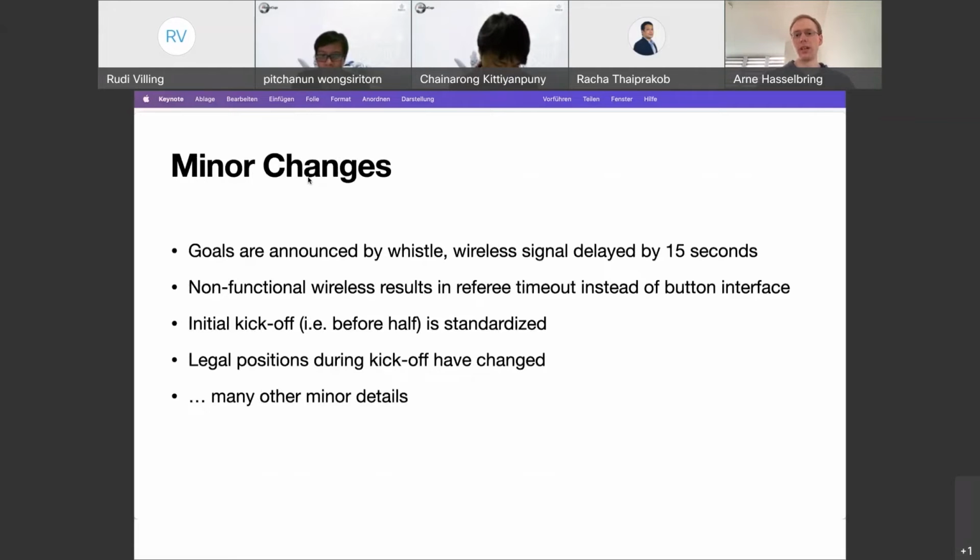Then there are some more minor changes, like goals are now also announced using a whistle. So as the start of each half or after a goal is signaled with a whistle and the wireless signal is delayed by 15 seconds, this is now also the case for a goal. So if robots don't hear that whistle, they have 15 seconds less to reach their position for kickoff.